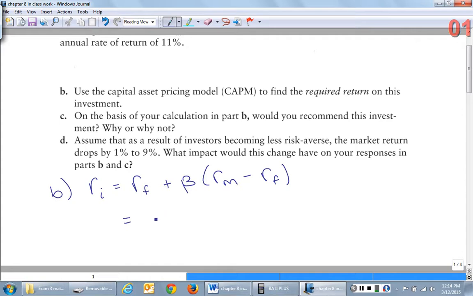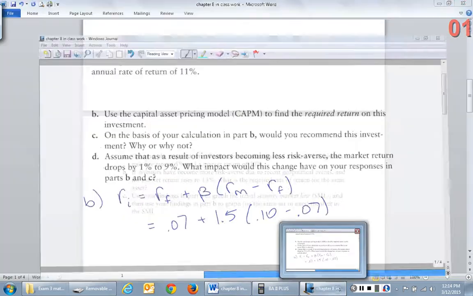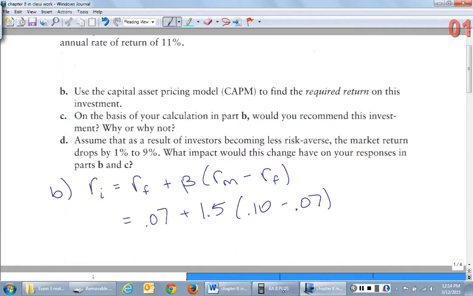The risk-free rate of return in this problem is 7%. We have a beta of 1.5. The market return is 10%. And the risk-free rate of return is 7%. So we can calculate the required return on this asset.